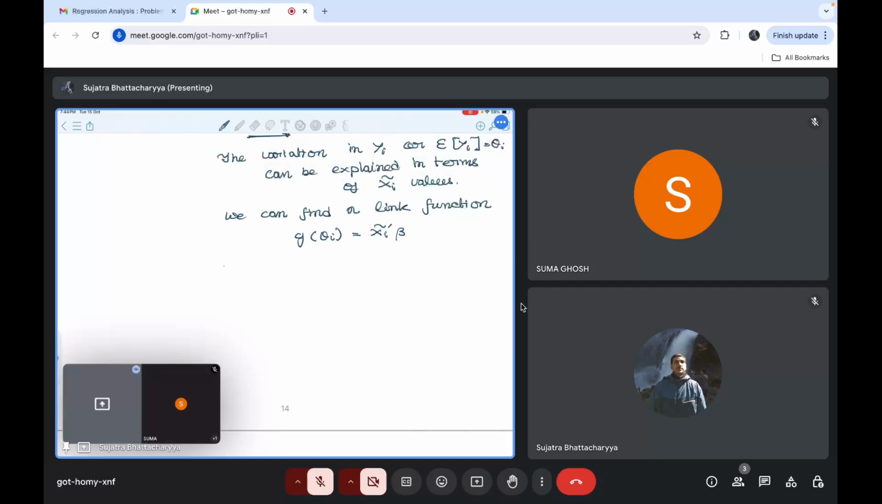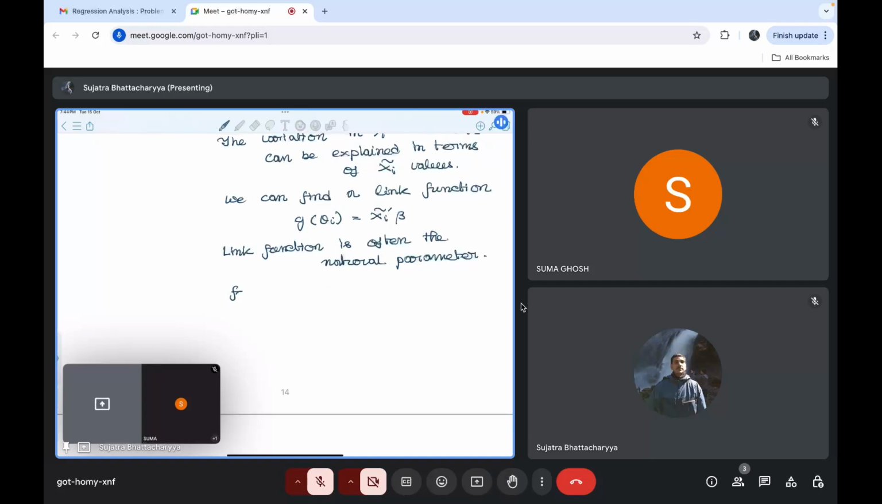As I have already mentioned, this link function is often the natural parameter. Remember, this natural parameter is also a function of the parameter of interest, theta. So for the normal distribution, it is already known that it is nothing but the mu. So g of theta is nothing but theta. So we write y is equal to x prime beta, which we have seen. This is for the normal distribution.